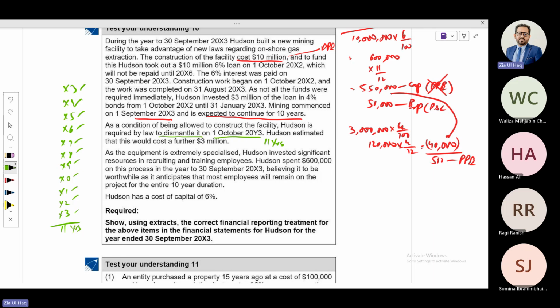This means over 11 years, we need to discount the value. Dismantling cost. Hudson estimated this would cost a further 3 million. What is the cost? 3 million, but we need to calculate the present value. How can we calculate present value? Is there any rate given in this question? Hudson has a cost of capital of 6%. This rate we will use.